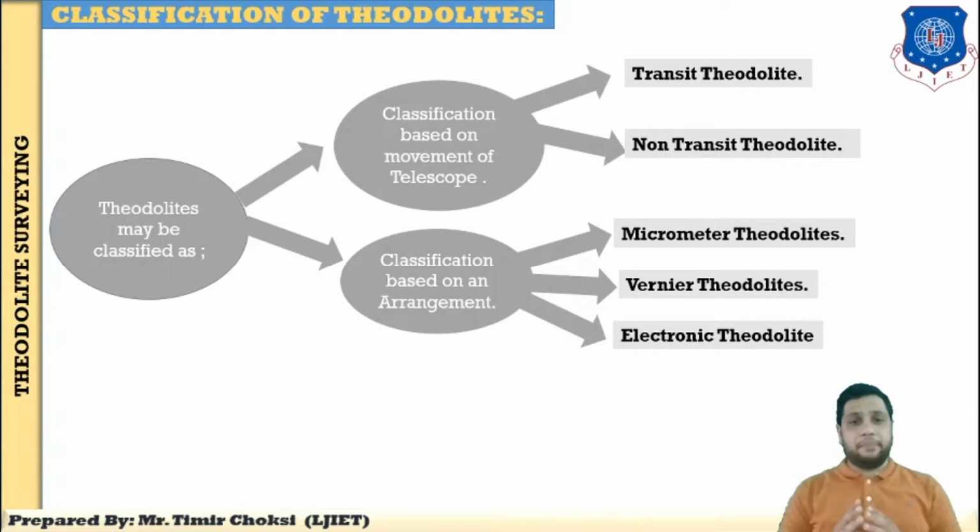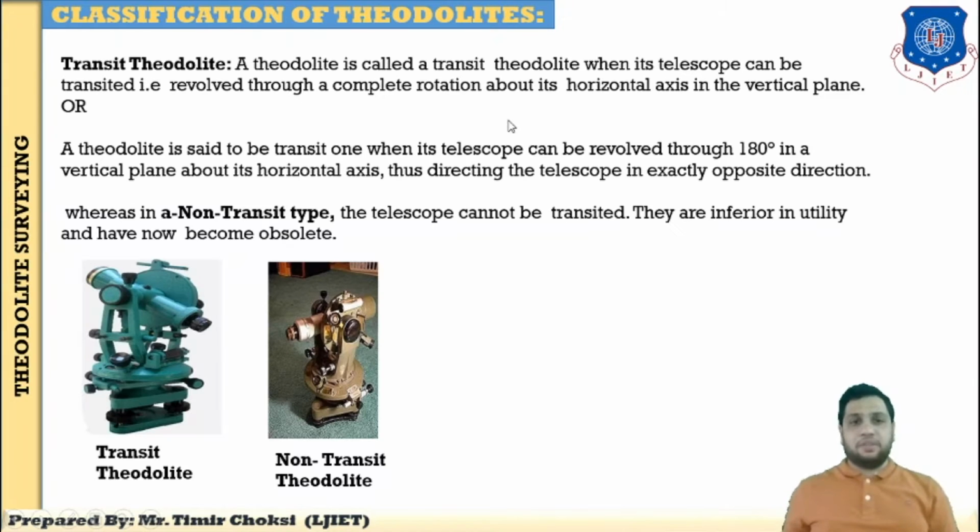Based on the movement of the telescope, one is called the transit theodolite and the other is the non-transit theodolite. Similarly, based on arrangement, there are three types: micrometer theodolite, vernier theodolite, and electronic theodolite. These classifications I have already explained in detail. The first classification, based on the movement of the telescope, is transit and non-transit.